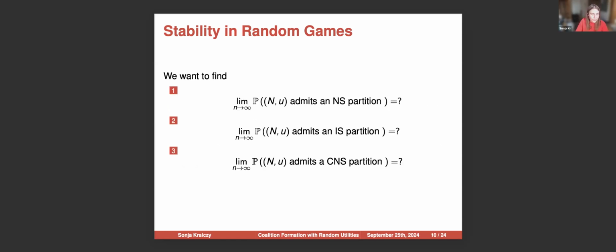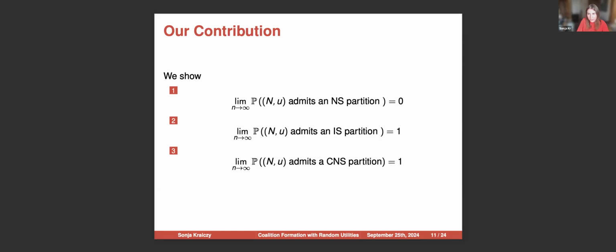Right. And so I already introduced these three stability notions. They were NS, IS, and CNS, so Nash stability, individual stability, and contractual Nash stability. And so we set out to answer these three questions. So what are these limits? Do they exist or do they not exist? Or with what probability do they exist in the large agent limit? And so we managed to answer all of these questions, and these are the answers.